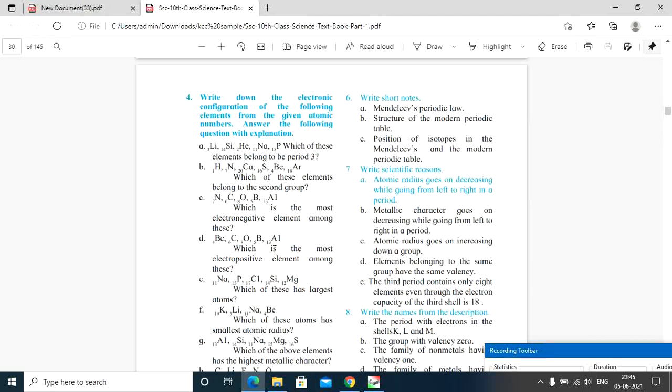Next. Beryllium, carbon, oxygen. Okay. And what they have asked, which is the most electropositive. So what is electropositive? Metals are generally electropositive and non-metals are generally electronegative. Why so? Because metals have a tendency to donate electrons and non-metals on the other hand always have a tendency to accept electrons.